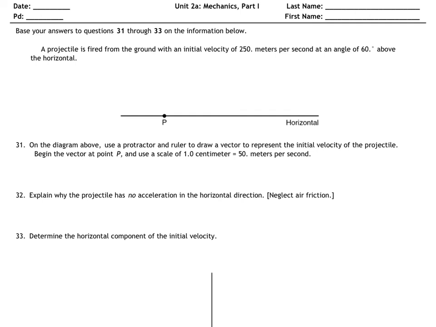Okay, so one disadvantage of this program is that I do not have a protractor or a ruler in the program. So I may need to help you guys reproduce this in class. But use your protractor to get an angle of 60 degrees right here against the horizontal. So make sure that angle is 60. And then you need to use a scale of 1 to 50. And it says that the speed is 250. So if you do 250 over 50, you'll get 5 centimeters. So the length of the vector needs to be 5 centimeters long.